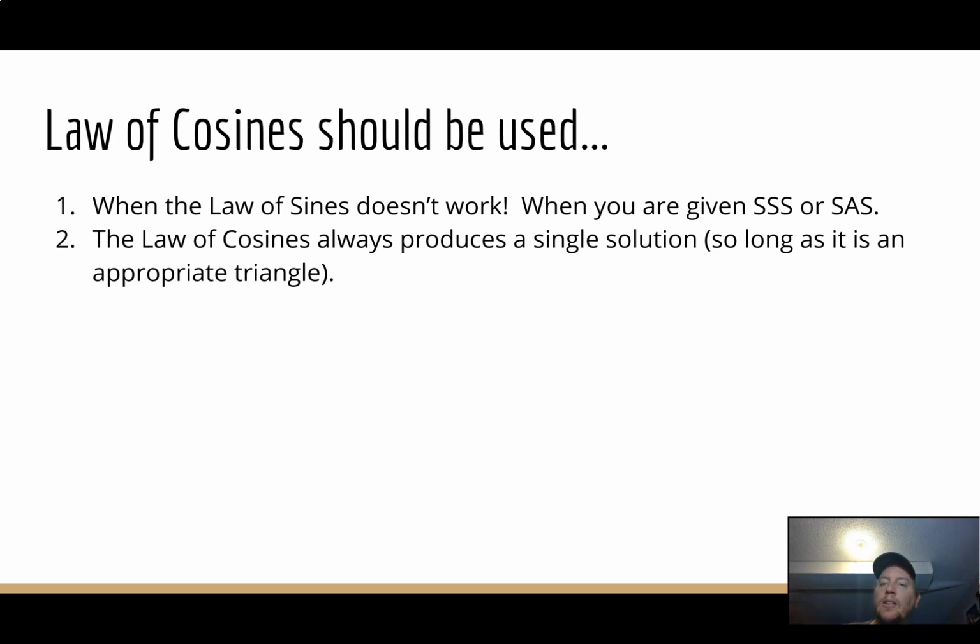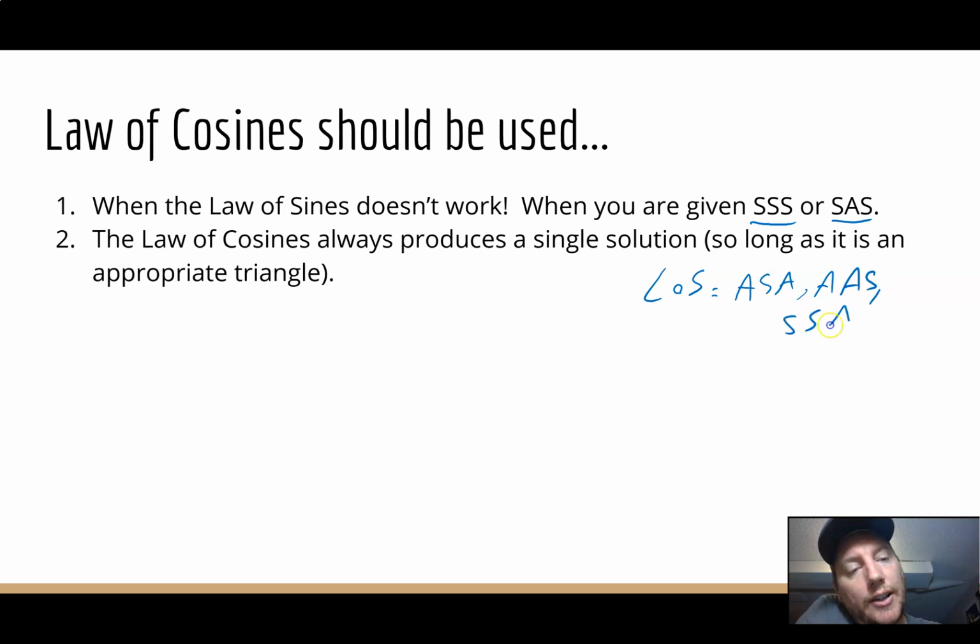Now, when the law of sines doesn't work. Like I said, when you're given side-angle-side, the other ones are law of sines. So law of sines is when you have angle-side-angle, angle-angle-side, and side-side-angle, which is the one that might produce more than one solution.